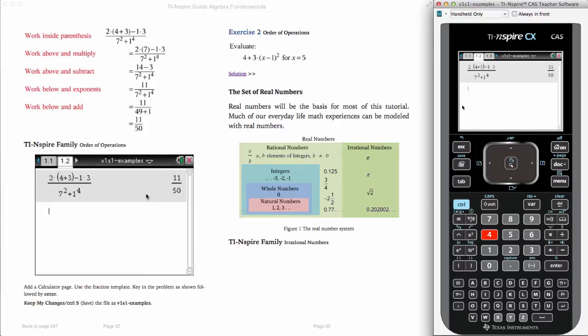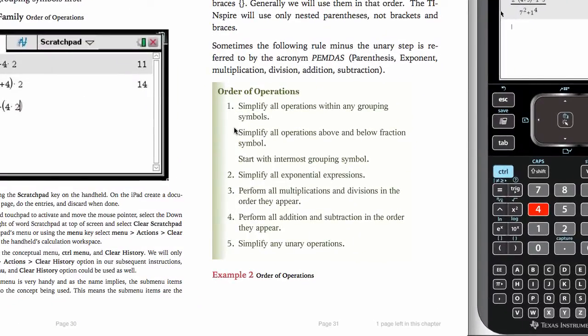So the one really nice feature of the calculator is that we have pretty input, and that the calculator will do the order of operations for us. When we're looking at the order of operations, what we want to do is simplify all operations inside any grouping symbol, simplify all operations above or below a fraction symbol, start with the innermost grouping symbol.